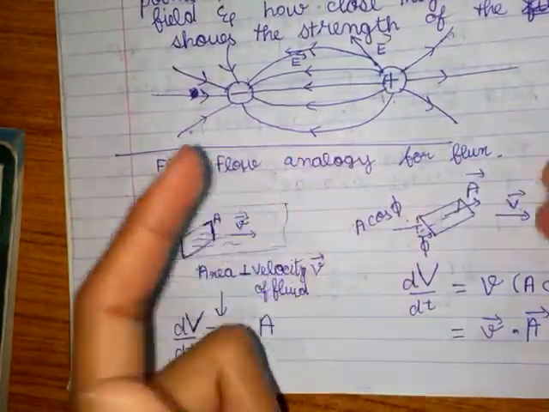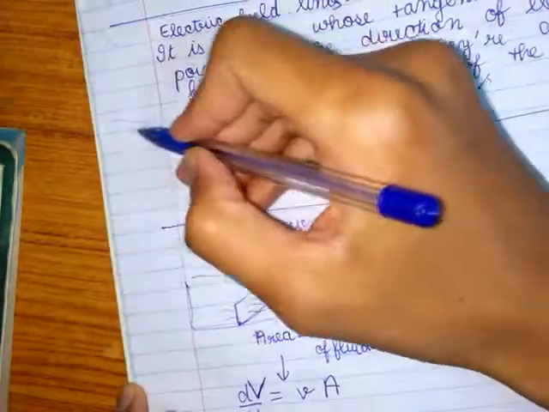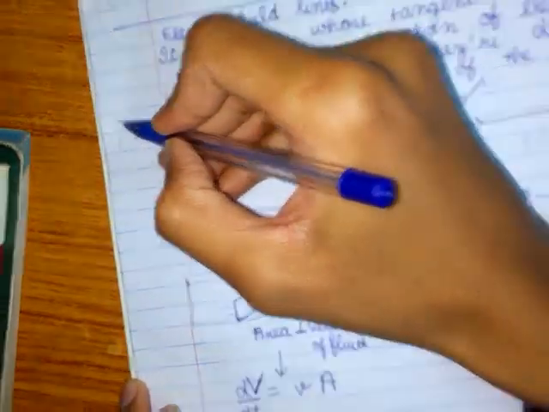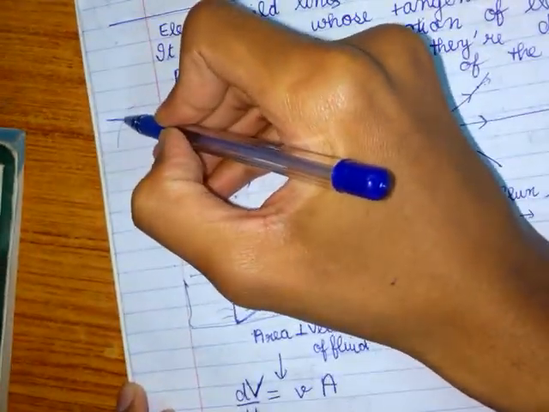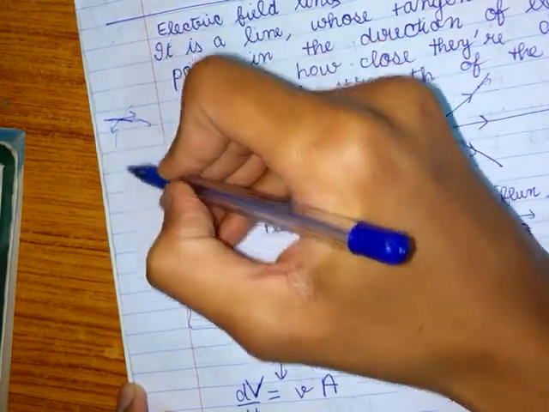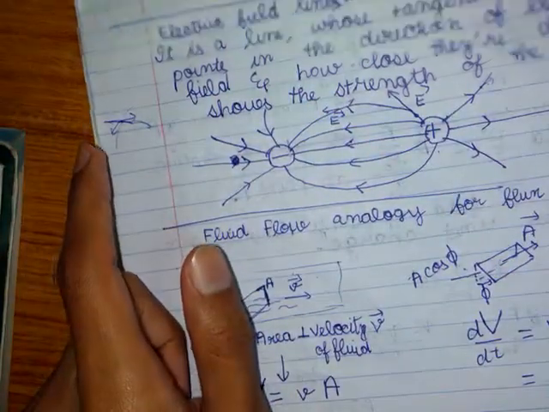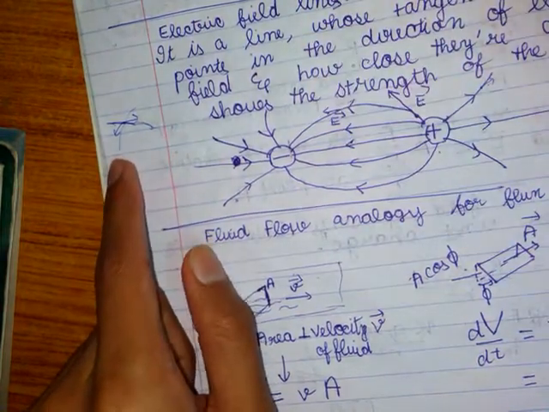Note that they do not intersect, as intersection of two electric field lines would represent two directions of electric field, which makes no sense since there is only one direction of a vector.